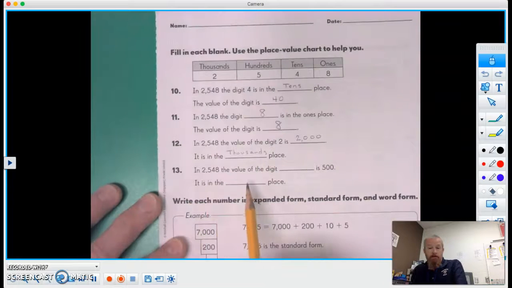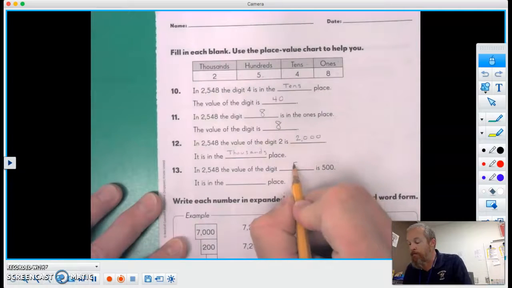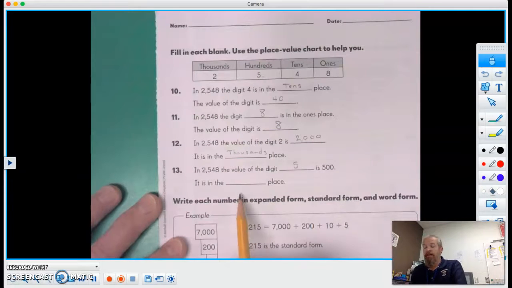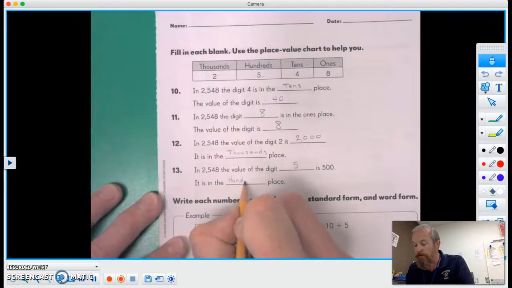In that number, the value of the digit 5 is 500, and it is in the hundreds place.